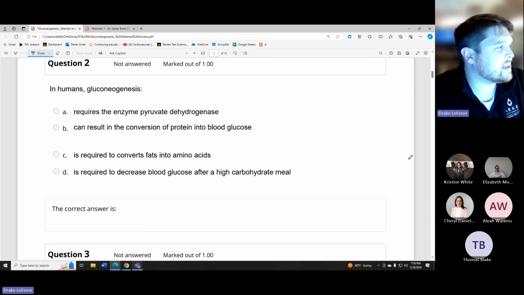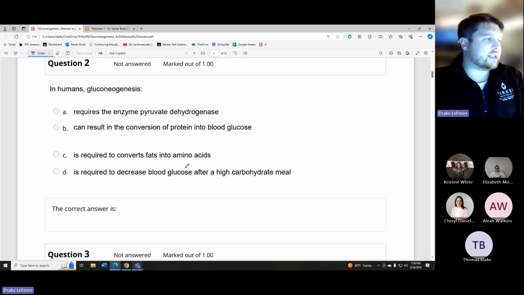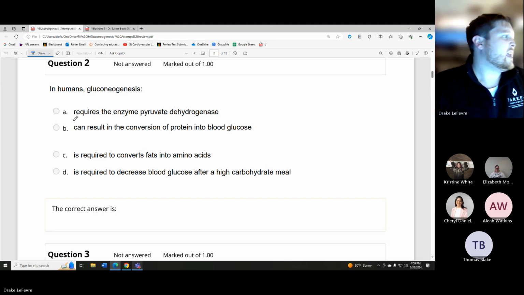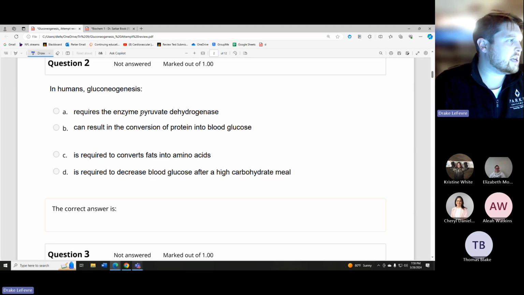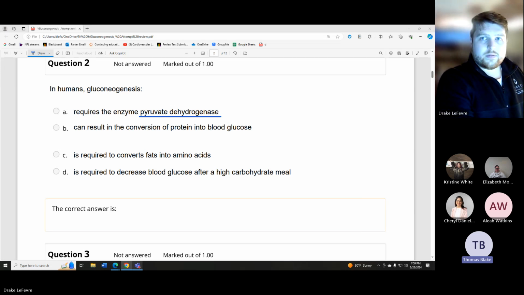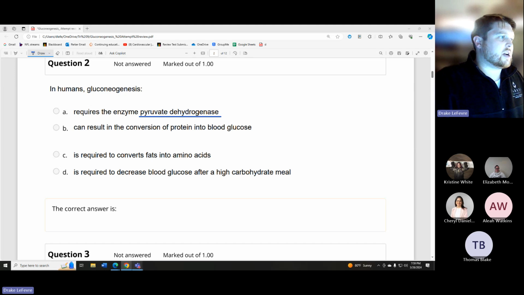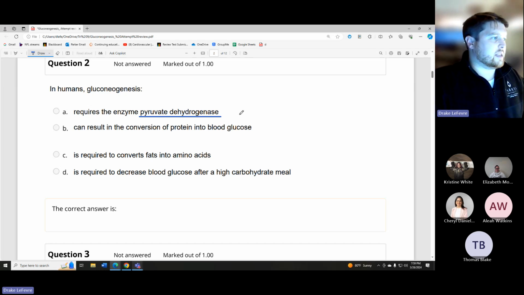So in humans, gluconeogenesis requires the enzyme pyruvate dehydrogenase, can result in the conversion of protein into blood glucose, is required to convert fats into amino acids, or is required to decrease blood glucose after a carbohydrate meal. Let's go through each answer choice. Answer choice A, requires the enzyme pyruvate dehydrogenase. Can anybody remember what pyruvate dehydrogenase does? It catalyzes the reaction to form acetyl-CoA from pyruvate. Yeah, so it's the step after glycolysis, converting the pyruvates into acetyl-CoA.